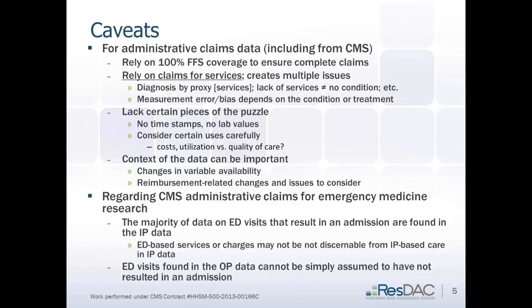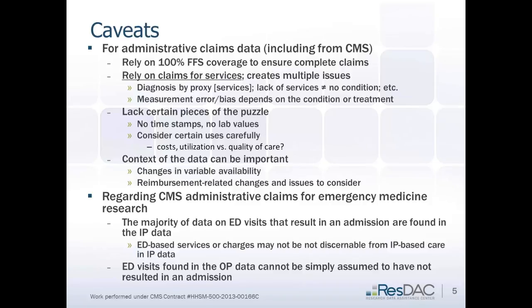Also, we rely on claims for services, which creates a few issues. That means that we use service claims as a proxy for a patient's conditions. But of course, an ICD-9 code doesn't always mean a condition is truly present. For example, diagnostic testing may signal an ICD-9 code but be negative, so we need to consider that in our algorithms. Conversely, lack of services for a condition does not mean the condition is not present. And in some cases, lacking a claim doesn't mean a service didn't happen.